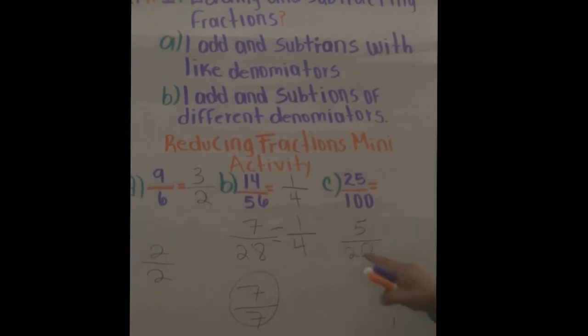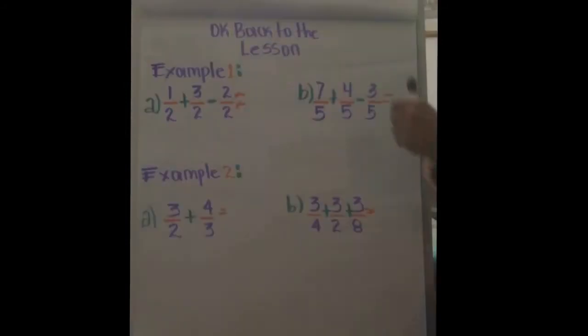Can I reduce this anymore? Yes. 5 divided by 5 is 1. 20 divided by 5 is 4. So this is 1/4. Nice, right? Alright, wait. Whoop, got you.